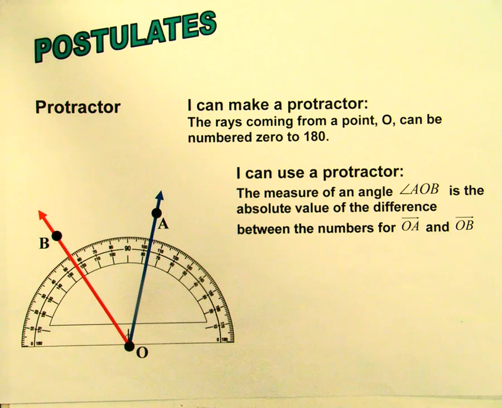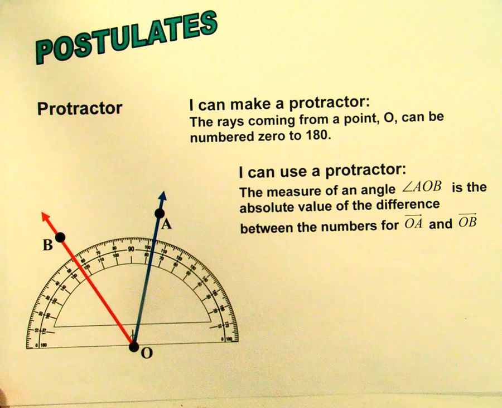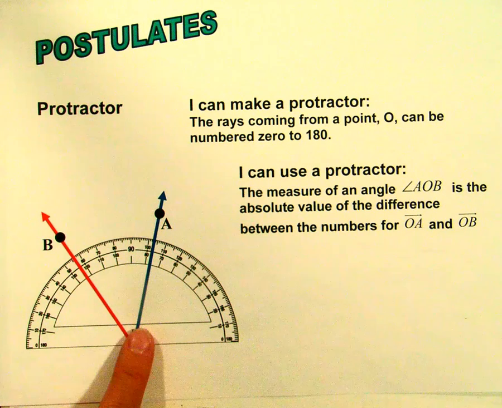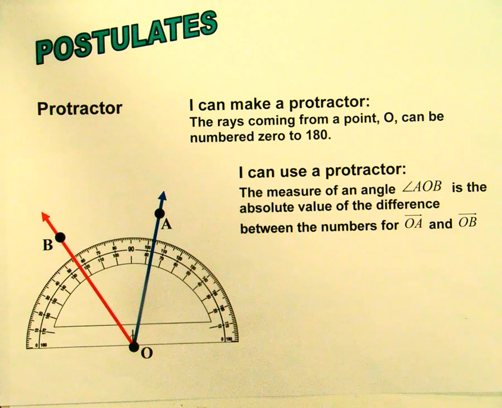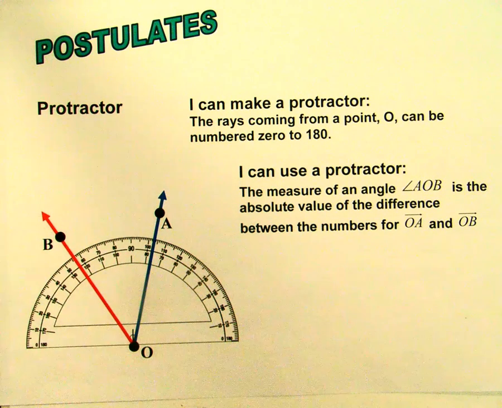For example, I can make a protractor. I can start at 0 and number to 180 in equal portions. I can use a protractor by noticing the angle measure of each one of my items, and I can tell the difference. So I can measure just the angle from here. I can measure the angle, the blue-red angle. I can measure those all along.